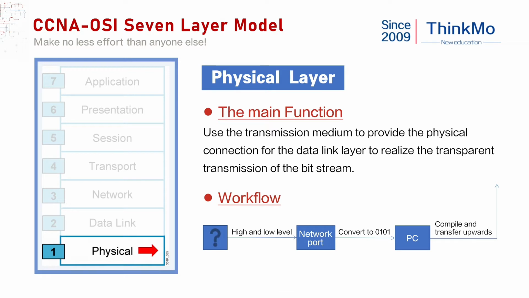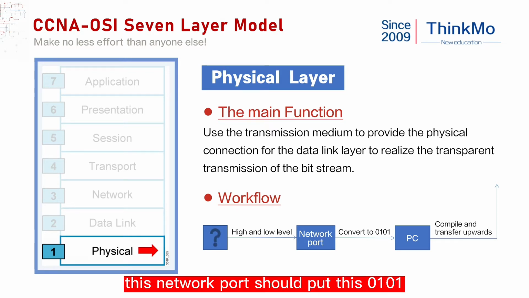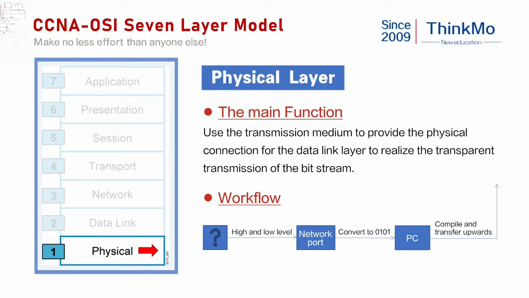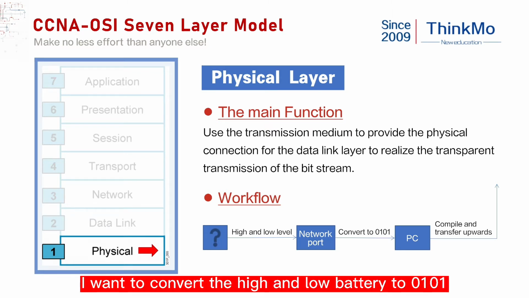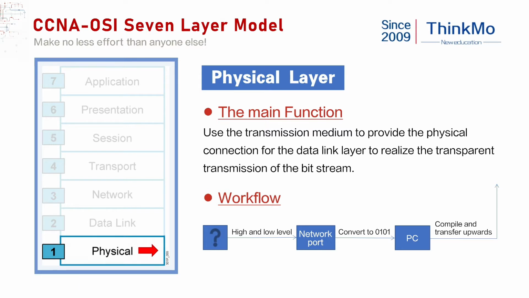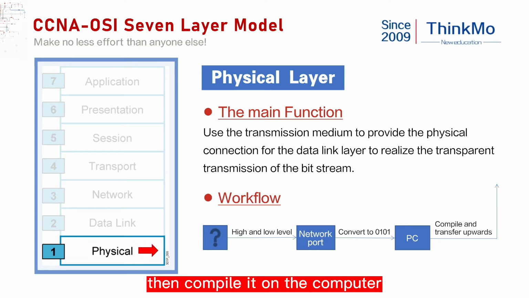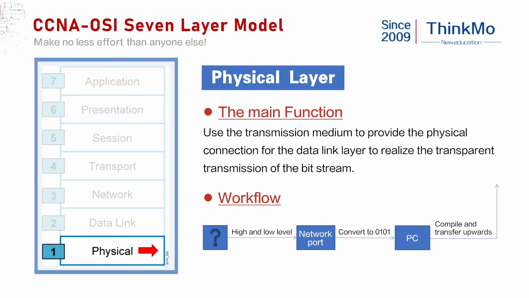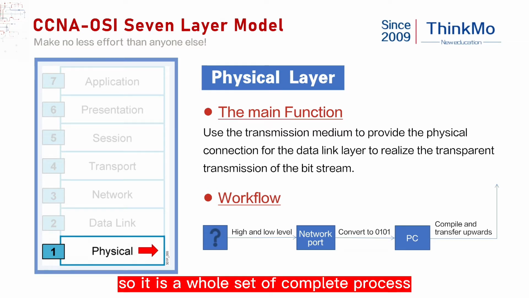First of all, the network port has to convert this 0101. I want to convert the high and low voltage to 0101, then compile it on the computer, transfer and convey it, and read it upwards. So it is a whole set of complete process.